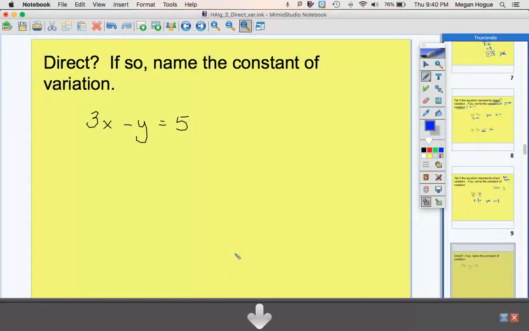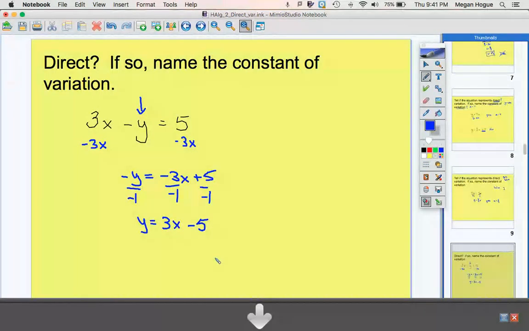3x minus y equals 5. I'm not really sure. Some of you are. If you are, you can answer. And if it's no, you can move on. But I'm going to pretend I don't know. So that means I want to solve for y. That means I would subtract 3x. So I'd have negative y equals negative 3x plus, sorry, plus 5. Maybe here you know. If here you know, you could answer and move on. I'm struggling today. I still don't know. So I'm going to divide by 1. Y equals 3x, it's no because of that negative 5.